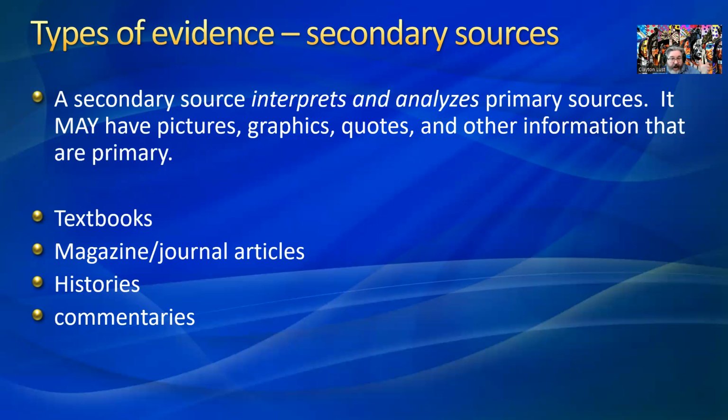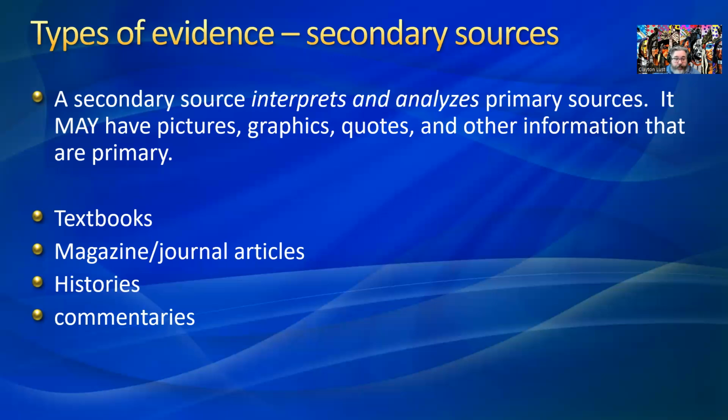So a secondary source may be the interpretation and analysis of primary sources. It may be an analysis of other secondary sources. It may have pictures. It may have graphics and quotes. It has access to other information that is primary. But for example, the book that you're reading this semester, The Other Slavery, that is a secondary source. The author of that book looked at a number of primary sources, looked at a number of secondary sources, and said, this is what I think about the institution of slavery, the enslavement of Native Americans.